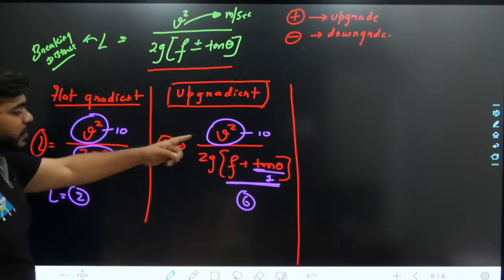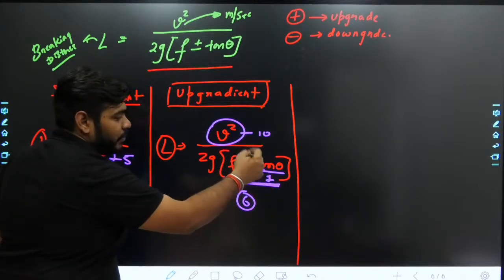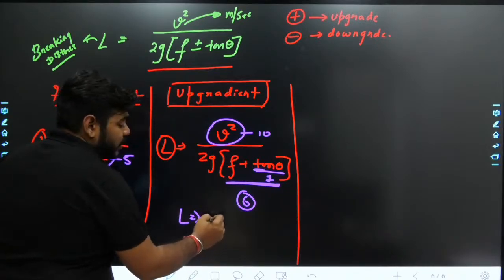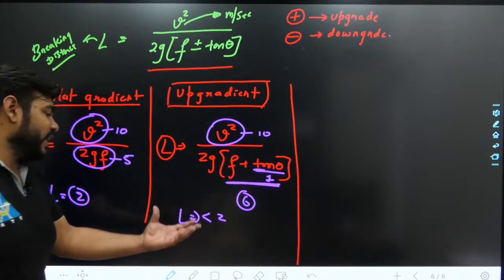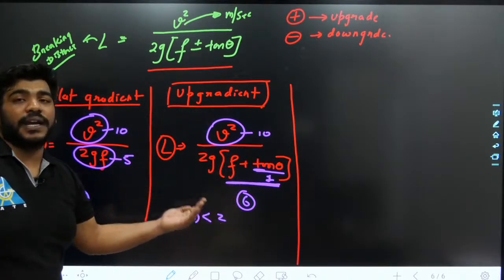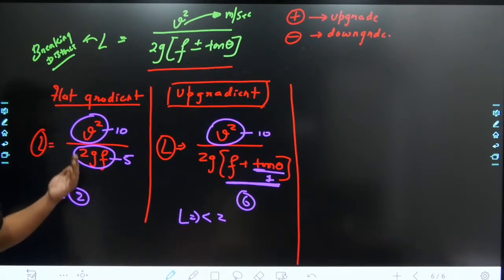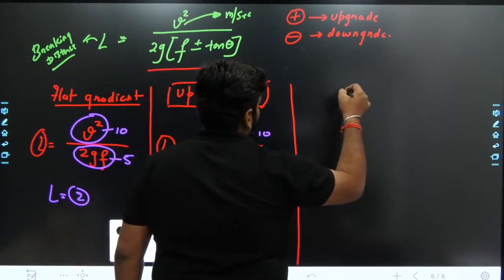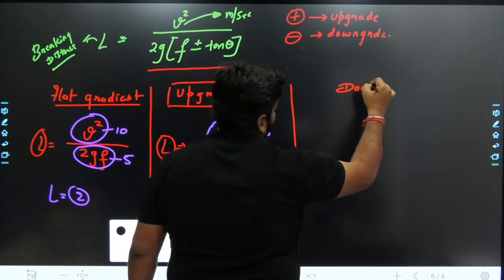But as per the example, you can see it is 10 by 6 or 5 by 3, and 5 by 3 is somewhat less than 2. This L will be less than 2. So your expression for L will be less if you are moving on an up gradient in comparison to if you are moving on a flat gradient. Similarly, you can also remember this for down gradient.